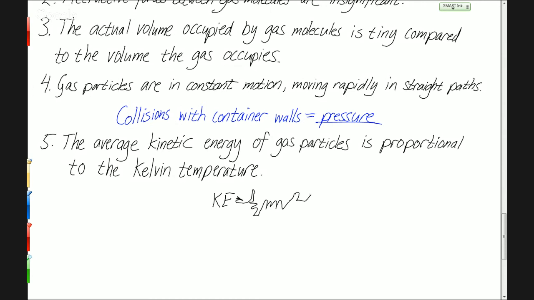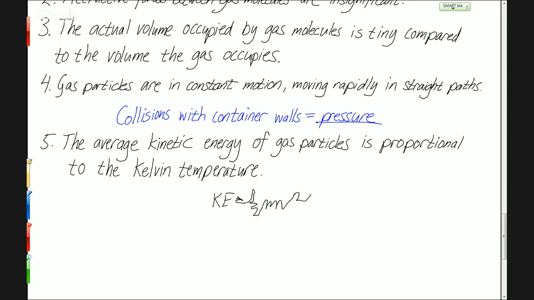Which means that what is happening to a gas sample if we slow down the molecules? According to this, if we cool them, we're slowing down the molecules. So do you see how that would work? That's why that's a really important idea, that the kinetic energy is proportional.